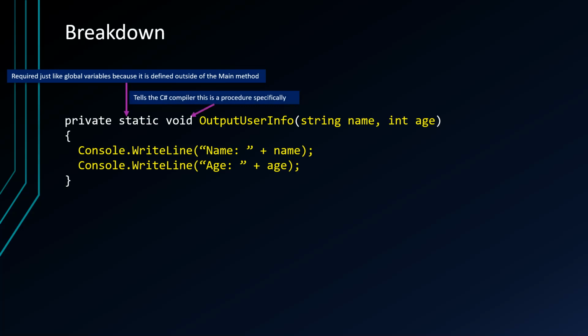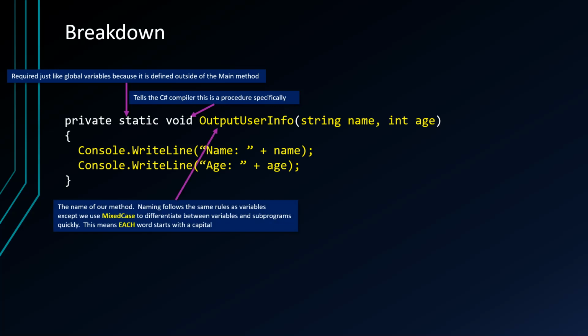Void is the word that tells C# that we're creating a procedure, the difference between a procedure and a function. So this tells C# that this is a procedure. Okay? Next up, we have our identifier. The identifier rules for a subprogram or a method are exactly the same as our identifier rules for a variable, with the exception that we use mixed case instead of camel case. Mixed case just means every single word starts with a capital.